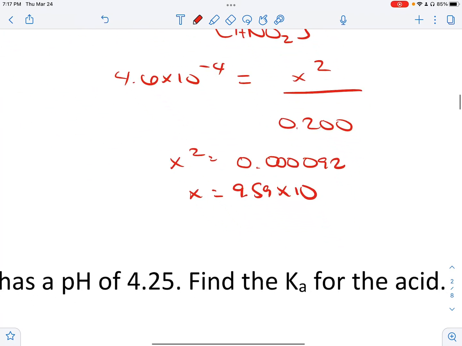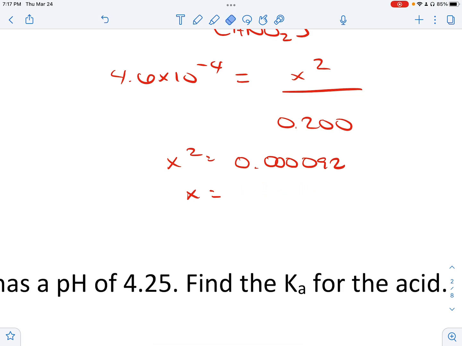Let me blow this up a little bit because my writing's getting a little rough. Let's try that again. 9.59 times 10 to the negative third. All right, and remember that's equal, labeled molarity, and that's equal to our H plus. So at this point, we can now plug it into pH equals the negative log of our hydronium ion concentration, or H plus in this case. So we now just place negative log of that, and we get 2.02.